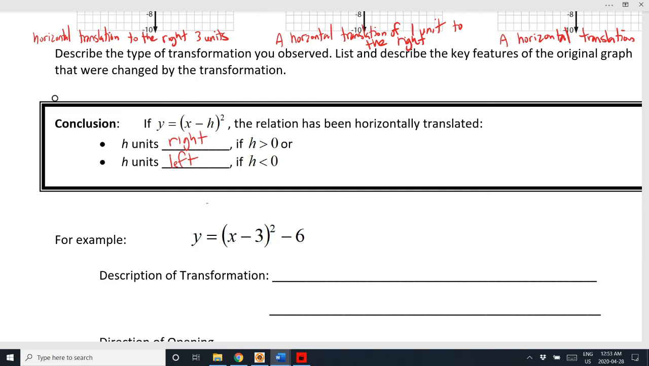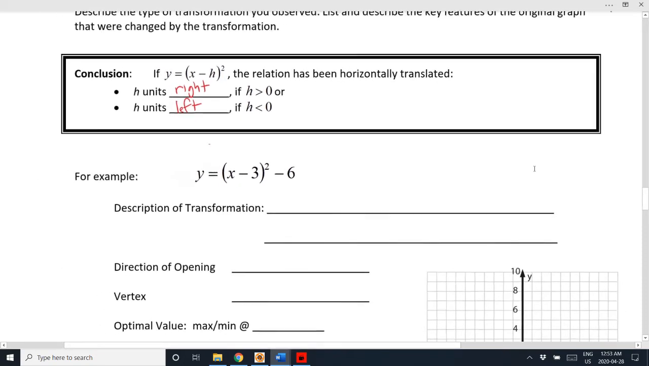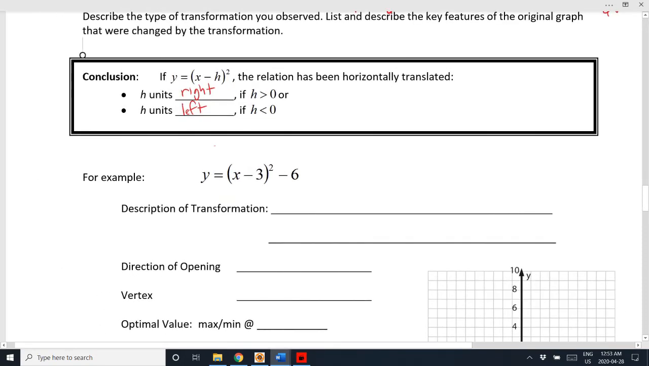Alrighty, so let's do an example where we combine both a horizontal and a vertical translation. Here we are. y is equal to (x minus 3) squared minus 6. So we know here the h value is equal to 3, and the k value is equal to negative 6. So that means it's translated to the right 3 units.